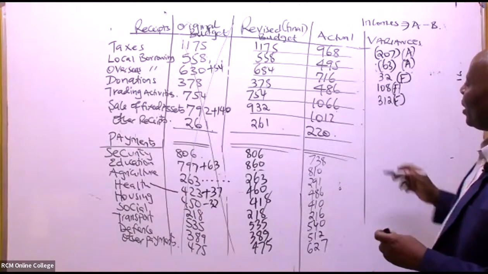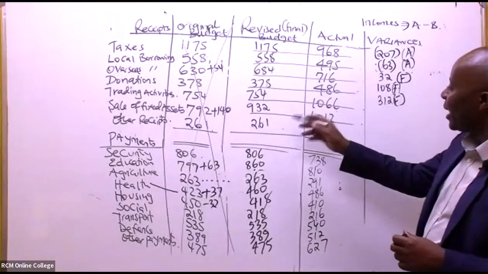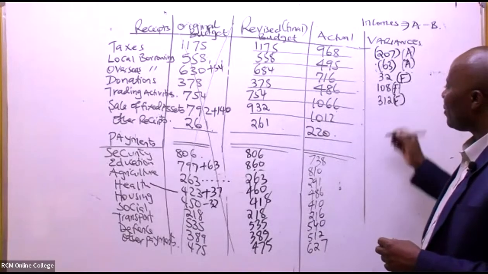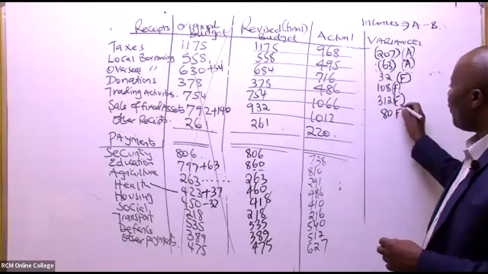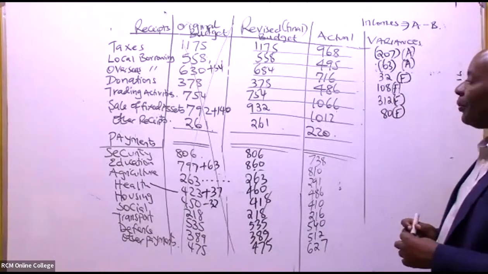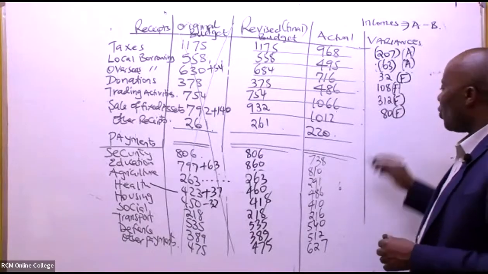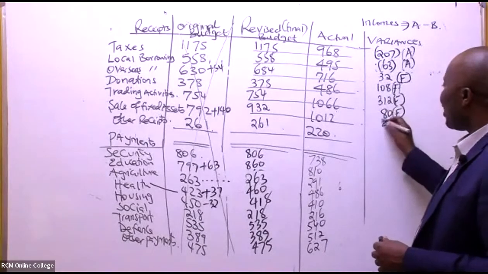Then we have 1012 minus 9 whatever. What are we getting, ladies and gentlemen? The next one I'm being told is 80. 80 positive, favorable. The last one is negative. 41 adverse.